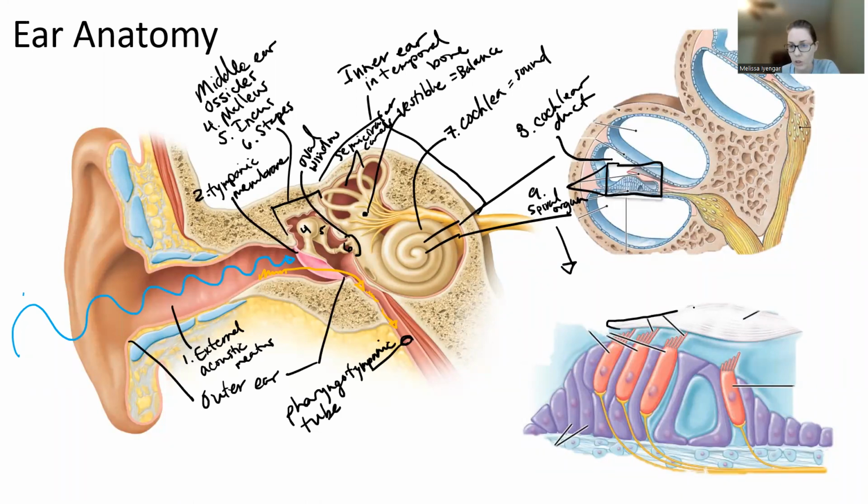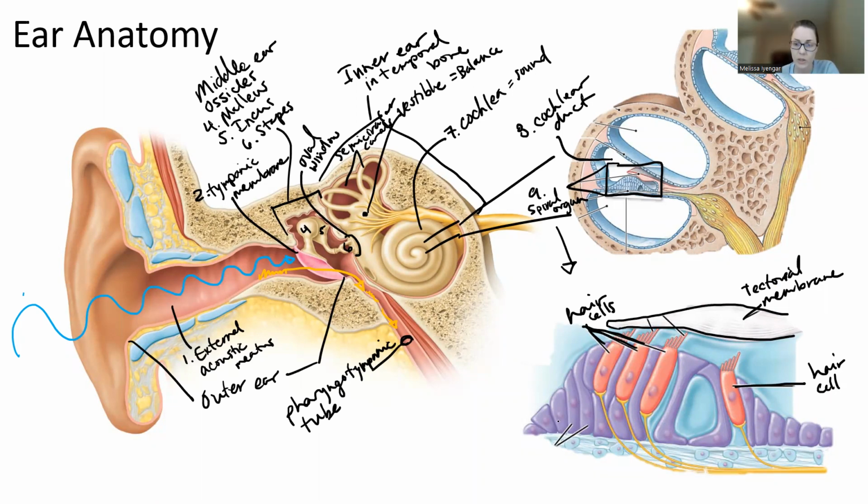Essentially, this top part, which kind of went away a little bit, is the tectoral membrane. And then you have all of these different hair receptors or hair cells that have cilia. So those are the actual mechanoreceptors. Then you have some support cells, and then this layer down here is the basilar membrane.